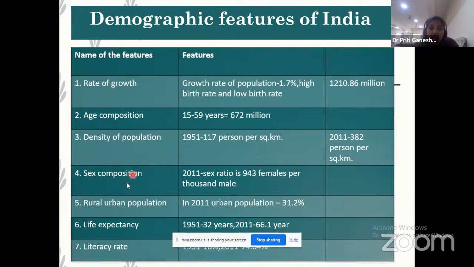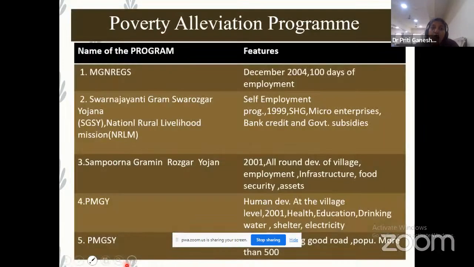The next one is what? The sex composition. How many are male? How many are female? The rural urban population. How many people are living in rural areas? How many people are living in urban areas? Data of 1951, 1991, 2011. Then how much is the life expectancy of our country? How much is the literacy rate? That also you have to write.